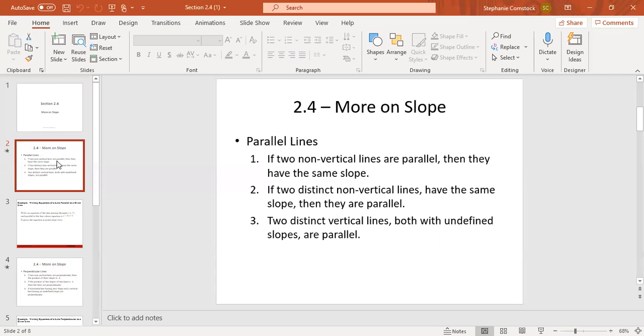So if two non-vertical lines are parallel, so they're saying line 1 and line 2 are parallel, then we can conclude from that that they have the same slope. The concept here is if one of them is going up 3, right 2, then the other one also needs to go up 3, right 2 in order to maintain that not touching setup. Secondly, if two distinct non-vertical lines have the same slope, so now I'm looking at a list of equations, if I find two equations that have the same slope and different y-intercepts, then those two lines are parallel, is what we can conclude from that.